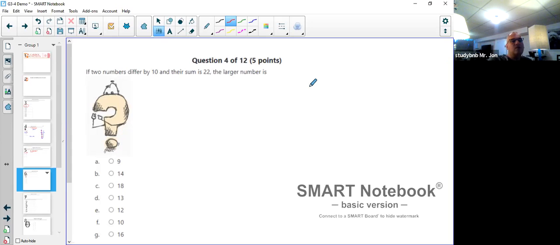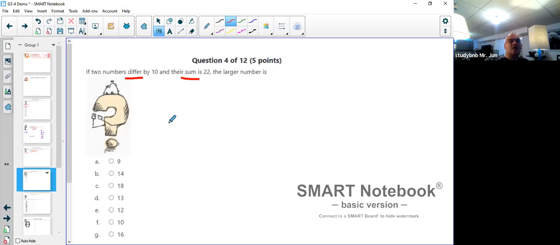You need to know what differ means. Can you just put your answers in the chat, please? You need to know what differ means mathematically, and you need to know what sum means mathematically. What does sum mean mathematically? The answer to addition. Yeah, thank you. Answer to addition, that was perfect. And differ means what? The difference between 2 numbers when you subtract them. Oh, subtraction. That's what I'm looking for.